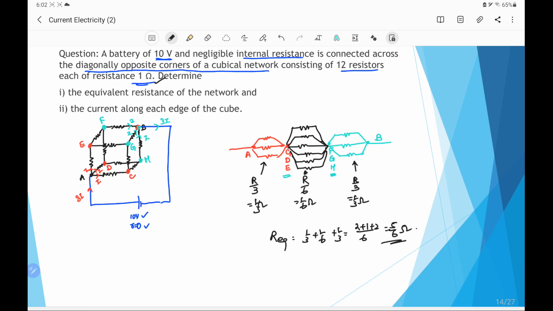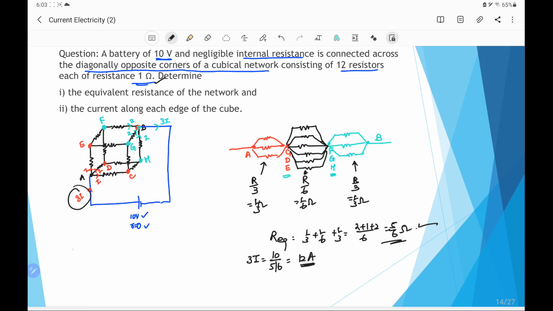Now we have to find the current. The total current from the battery is 3I, so we write simply 3I equal to total voltage by equivalent resistance, that is 10 volt divided by 5 by 6, which is 12 ampere. So 12 ampere current flows from the battery, and through the resistor AC the current is I, that means 1/3 of this 12 ampere.